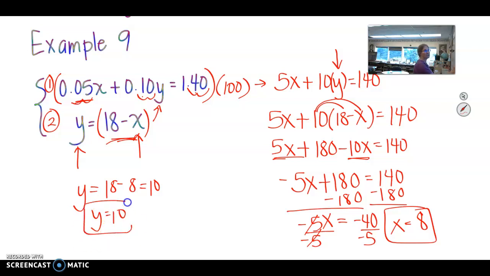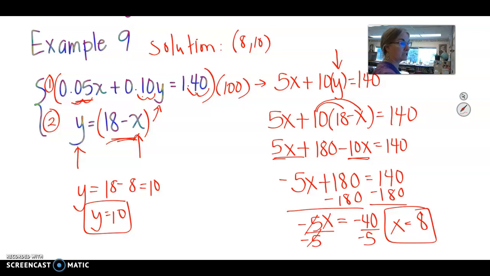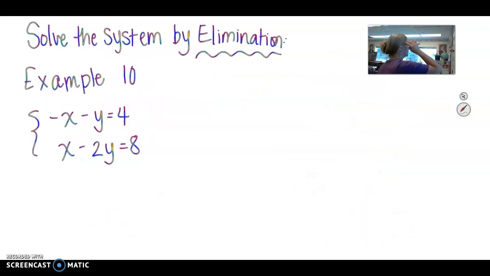And so my solution is 8, 10. You have to write it in the right order. It's an ordered pair. It's got to be x and then y. So 8, 10. Again, I'm going to skip the checking so that we can get through more problems, but you should stop it and check to see if it's correct.